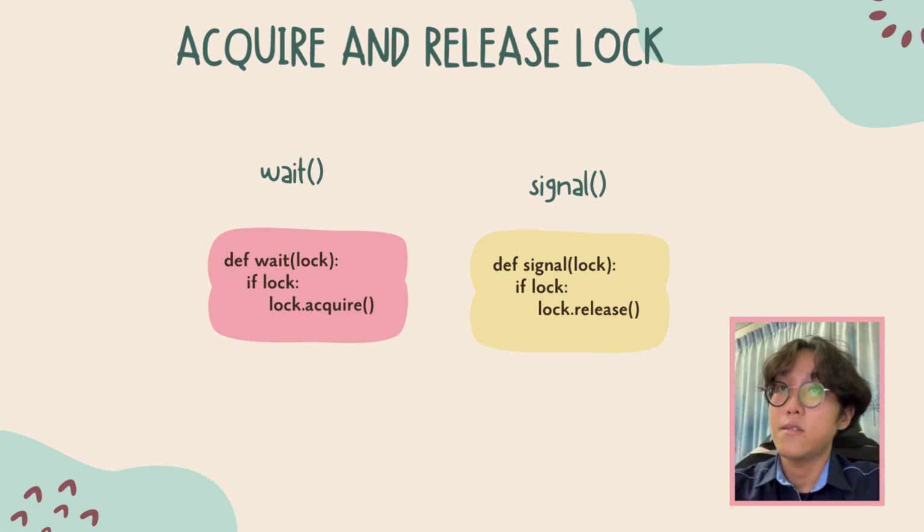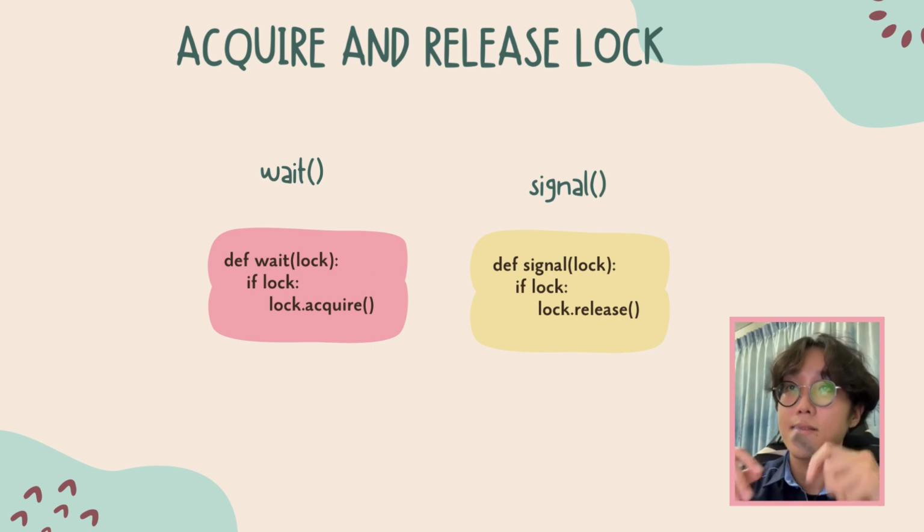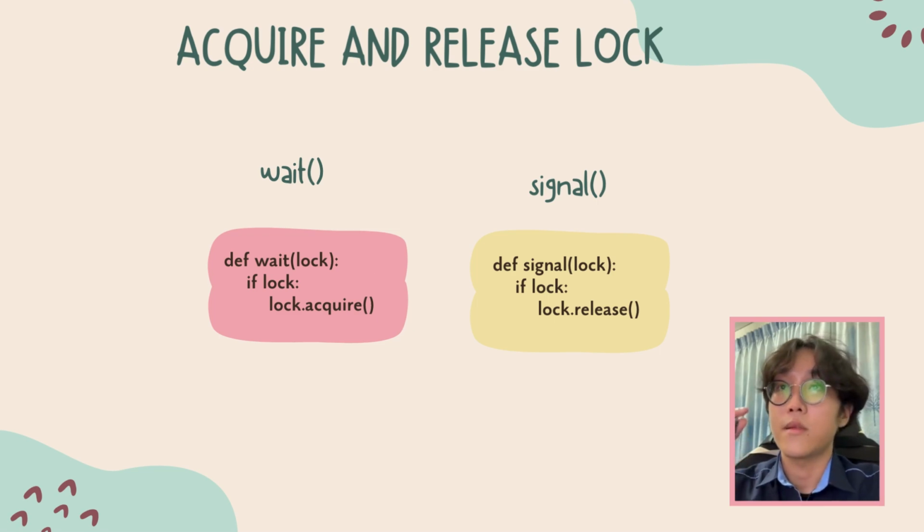The function first checks if the lock is not None, which means a valid lock object is provided. If a valid lock is provided, the lock acquire method is called. The method blocks the calling thread until it can acquire the lock. Once the lock is acquired, the thread has exclusive access to the critical section, preventing other threads from entering this section until the lock is released.